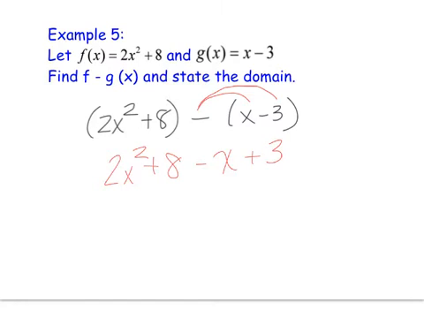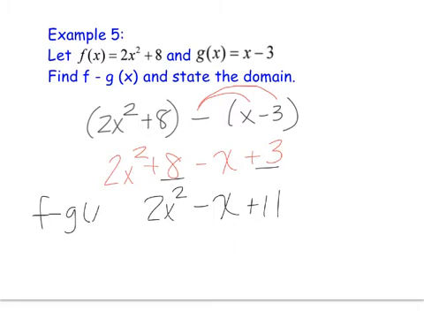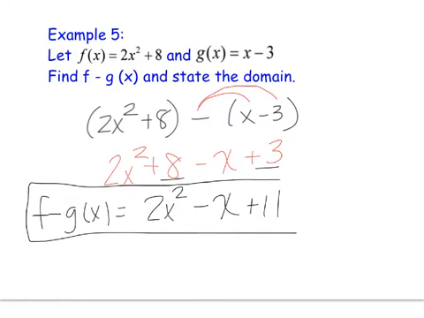Combine the like terms. And I know that 2x squared does not have a term to combine with it. Minus x does not have a term to combine with it. But positive 8 and positive 3 combine to be 11. So f minus g of x is equal to 2x squared minus x plus 11.